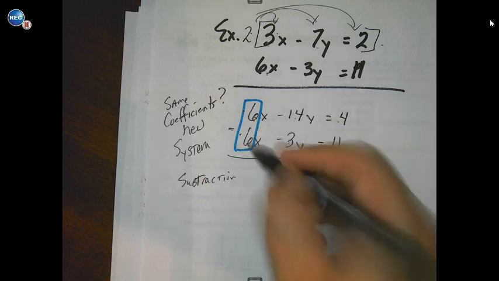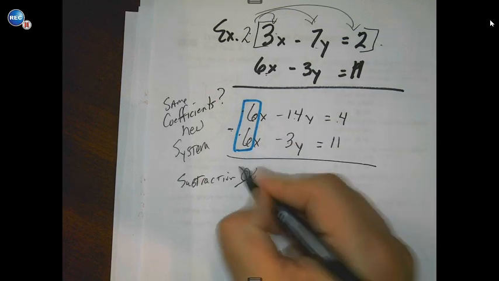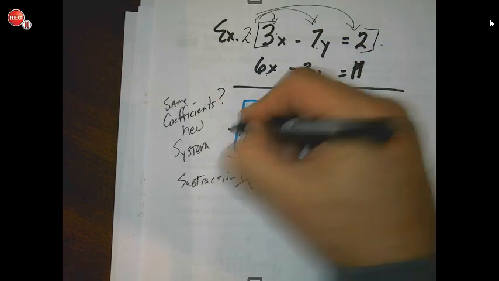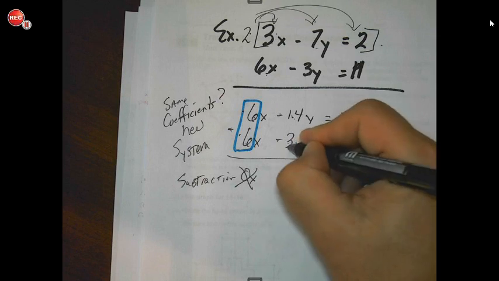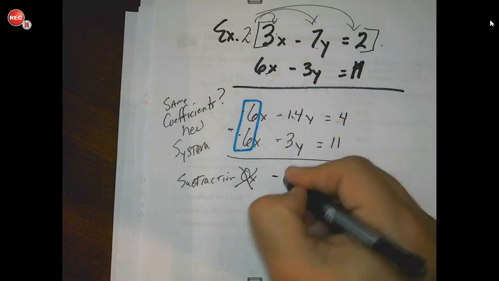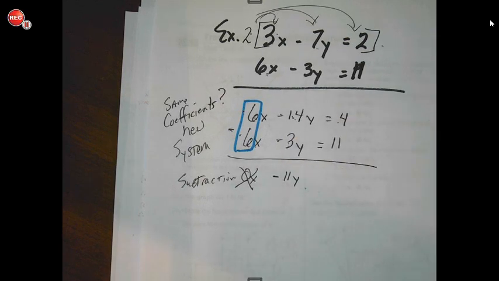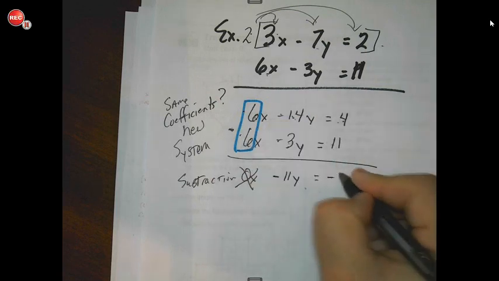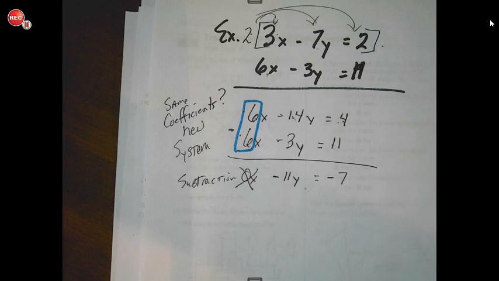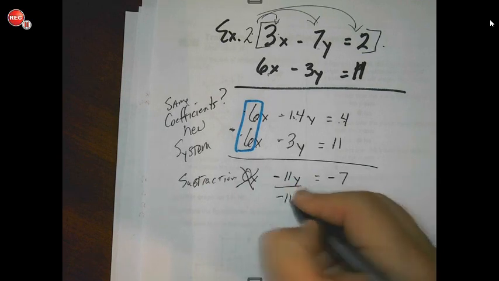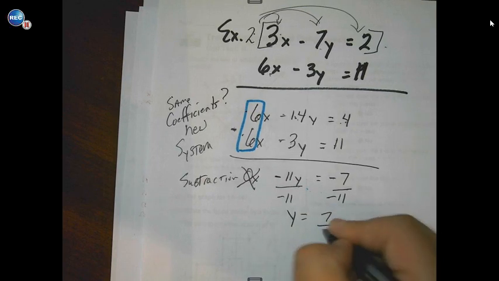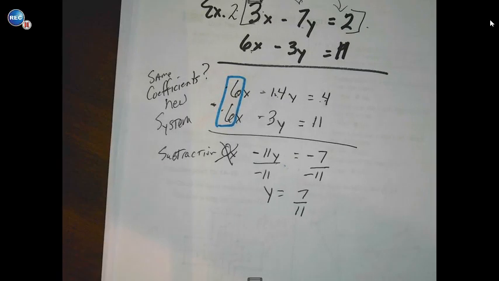So 6 minus 6 would give me 0x. Now careful here, negative 14 minus a negative 3. That's actually plus 3. So it would be negative 11y. And then 4 minus 11 would get us negative 7. Divide by negative 11. We have y is equal to positive 7/11. Yuck, a fraction. But it'll work, okay?